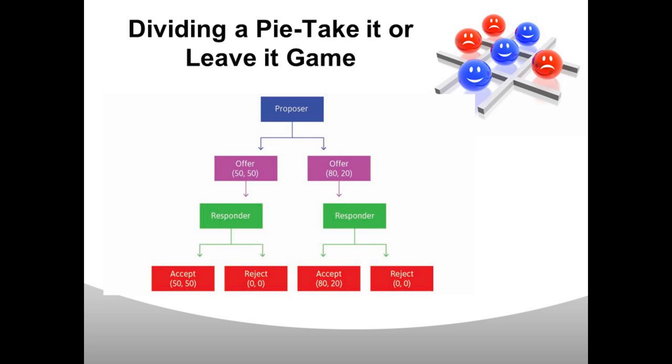രണ്ടാമത്തെ കേസിലാണെങ്കിൽ ഓഫർ ചെയ്യുന്നത് 80 ആണെന്നിരിക്കട്ടെ, ഒരു അൺഫെയർ ആണ്. അപ്പോൾ പ്രപ്പോസർ 80 കയ്യിൽ വെച്ചുകൊണ്ട് 20 ഓഫർ ചെയ്യുന്നു, റെസ്പോണ്ടൻ്റിന് അവിടെ രണ്ട് ഓപ്ഷൻ ഉണ്ട്, ഒന്ന് അക്സെപ്റ്റ് ചെയ്യുക, അല്ലെങ്കിൽ റിജക്റ്റ് ചെയ്യുക. അക്സെപ്റ്റ് ചെയ്യുകയാണെങ്കിൽ 80 പ്രപ്പോസറിനും 20 റെസ്പോണ്ടൻ്റിനും കിട്ടും, റിജക്റ്റ് ചെയ്യുകയാണെങ്കിൽ രണ്ട് പേർക്കും ഒന്നും കിട്ടില്ല. ഇതാണ് ഒരു ഗെയിം എന്ന് പറയുന്നത്.